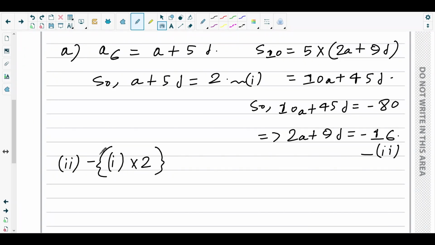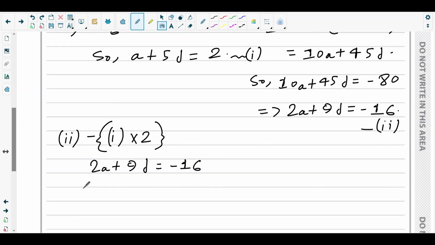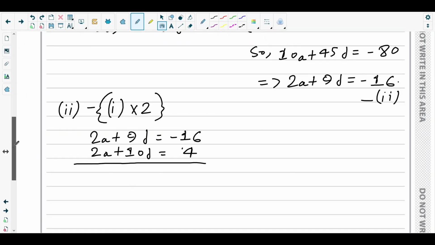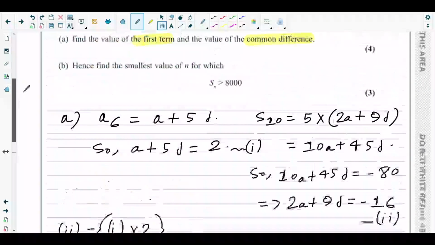For the elimination method, let's multiply the first equation by 2. So second equation minus first equation times 2. The second equation is twice a plus 9d equals negative 16. And the first equation multiplied by 2 gives you twice a plus 10d equals 4. So if you subtract, what will you get? 2a cancels out. So 9d minus 10d is negative d. Negative 16 minus 4 is negative 20. So the value for d is 20. So we got the common difference.